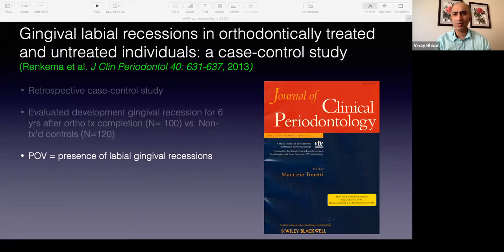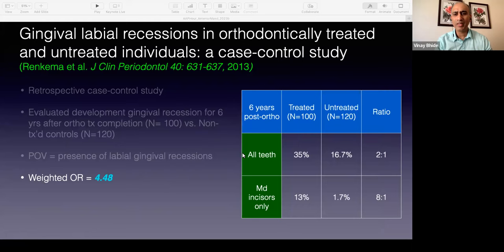And what they found was when they looked at all of the teeth, 35% of teeth in patients in the treated group developed recession over 6 years, during the retention period, versus the untreated controls where only about 17%, or maybe one out of every six patients, developed recession. So there was a 2-to-1 ratio when they looked at all of the teeth taken together.